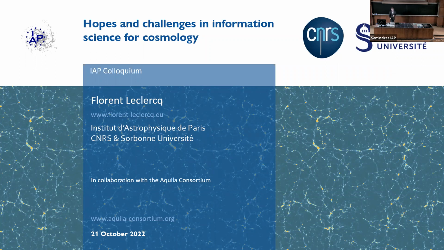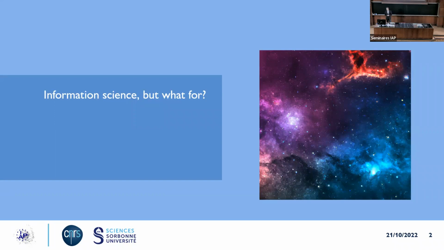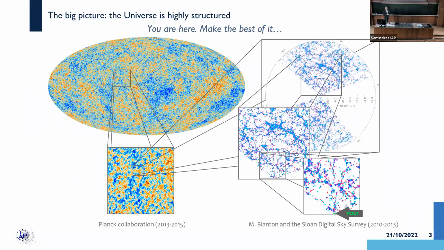So first question then, why information science? Information science, but what for? This is the motivation part for cosmology. Let's first have a look at the big picture. Everybody in this room, I guess, knows what I'm talking about here. On the left, observations of the cosmic microwave background by the Planck satellite: something which looks smooth and homogeneous on large scales, but with these very small glitches at small scales, which are extremely informative about the cosmological model.